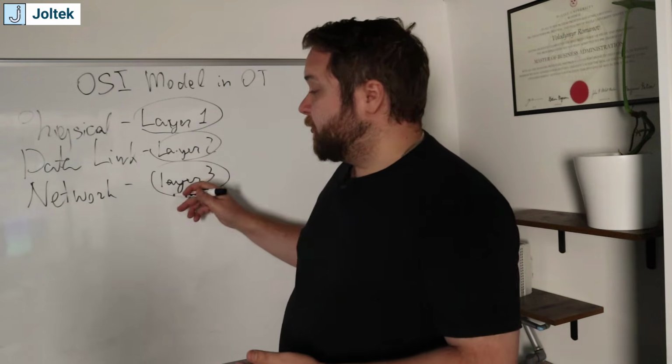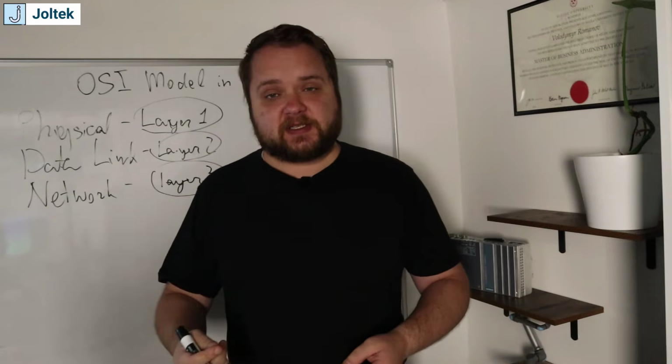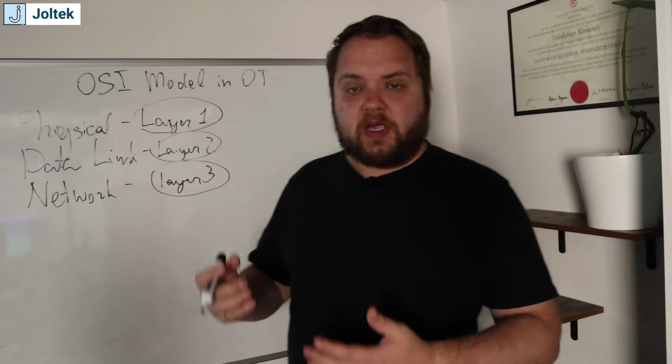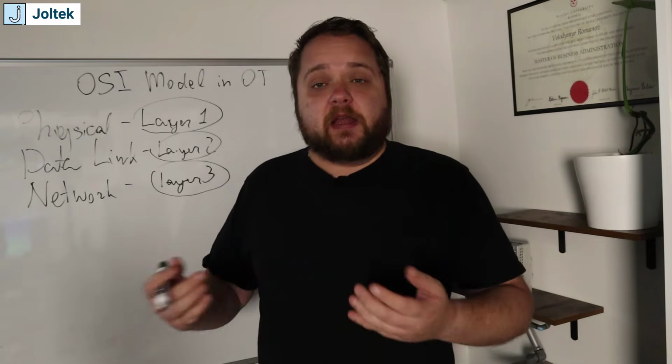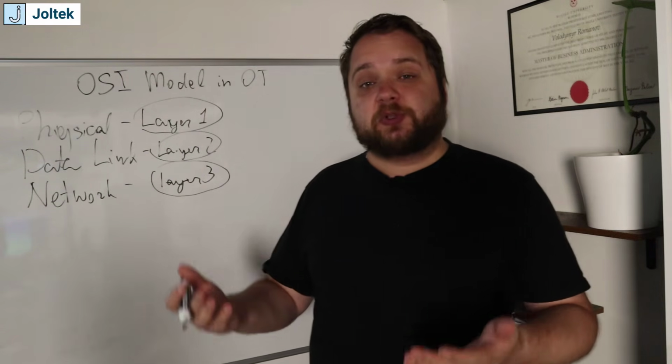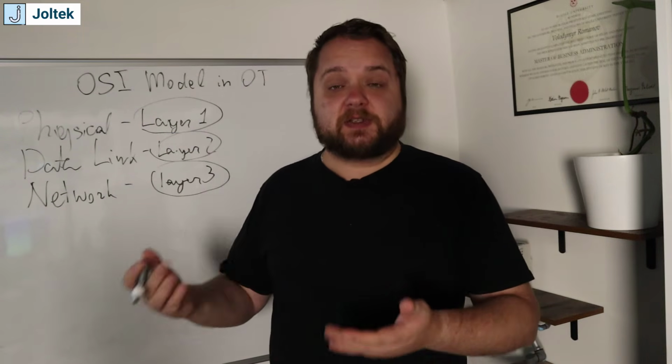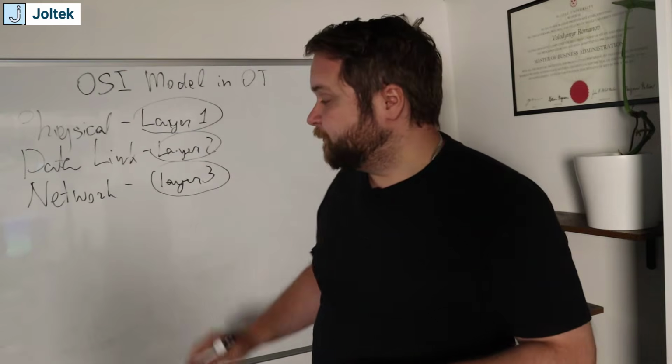So network layer 3, extremely important for the OT side. We will talk about routing tables, we will talk about how to assign IP addresses to different devices, and in a very general sense, it is possible to assign a different IP address to nearly all devices that will have Ethernet connectivity.